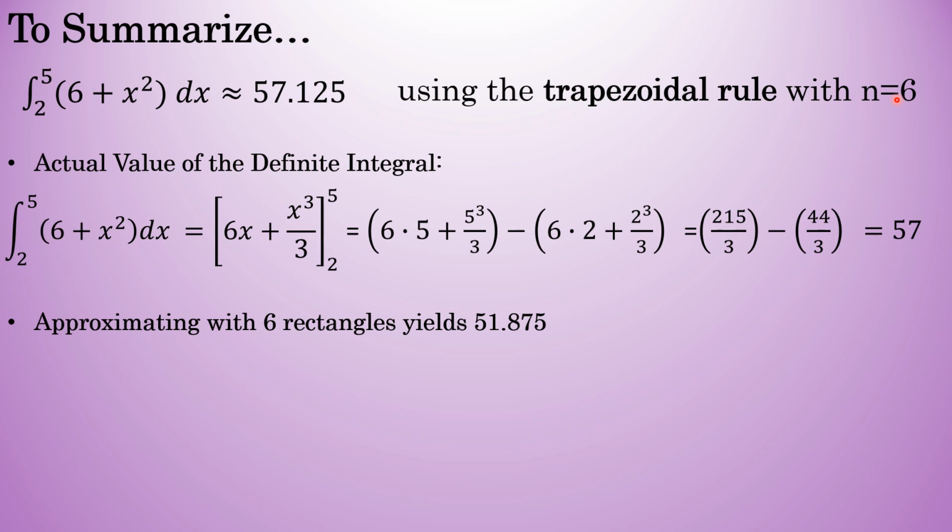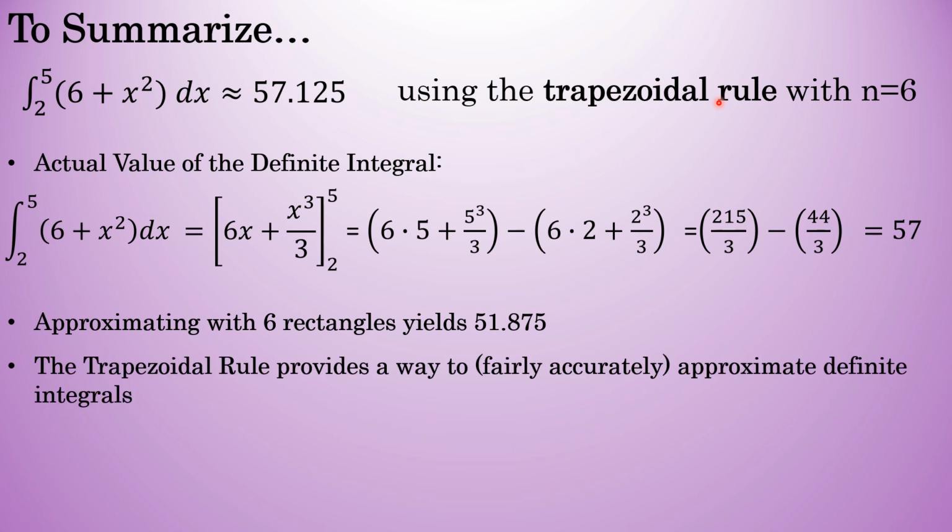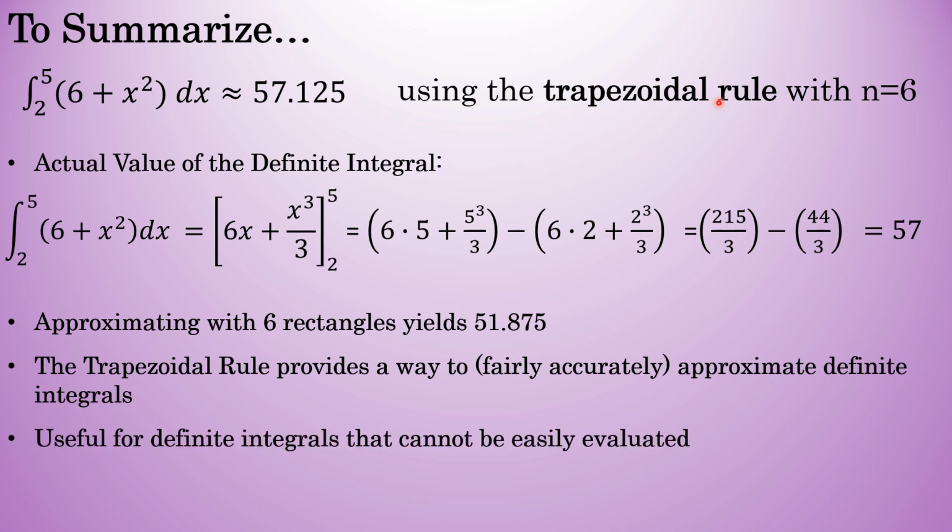Realize that you may have approximated integrals with rectangles in the past. Approximating with 6 rectangles gives an approximation, but it's not nearly as accurate, not nearly as close as an approximation with the trapezoidal rule. The whole reason we use the trapezoidal rule is that it provides a way to fairly accurately approximate definite integrals, and it's useful for definite integrals that cannot be easily evaluated.